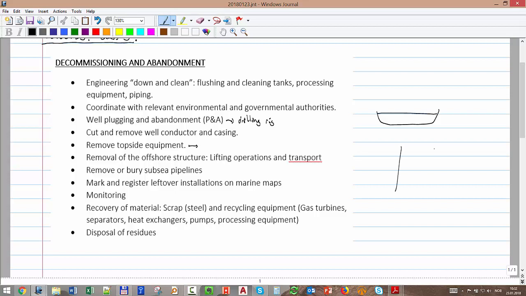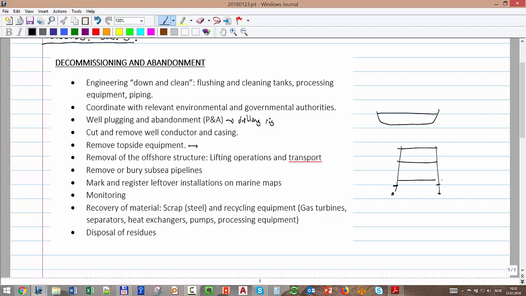But if it's a fixed structure, if it's a jacket or something, then it's a big job to disconnect this jacket and lift it. And sometimes authorities, depending on how difficult it is, accept that you don't remove the whole thing, but only remove down to a certain part.